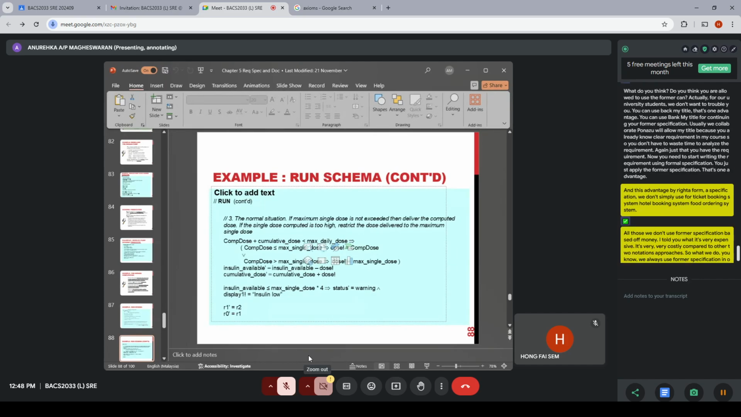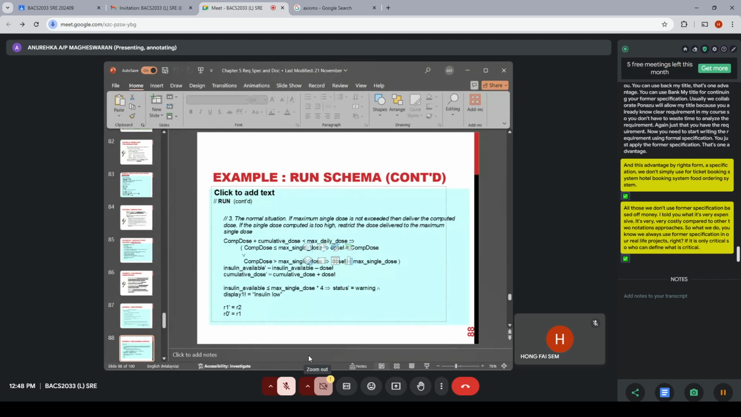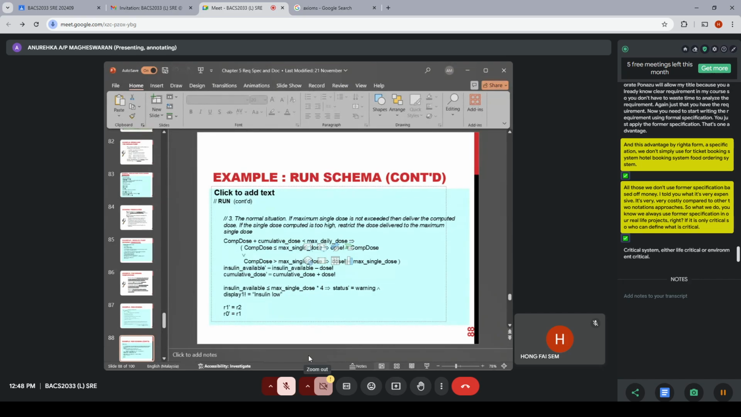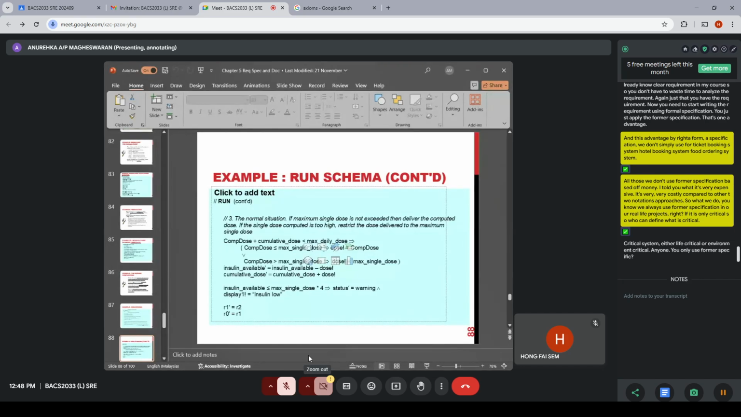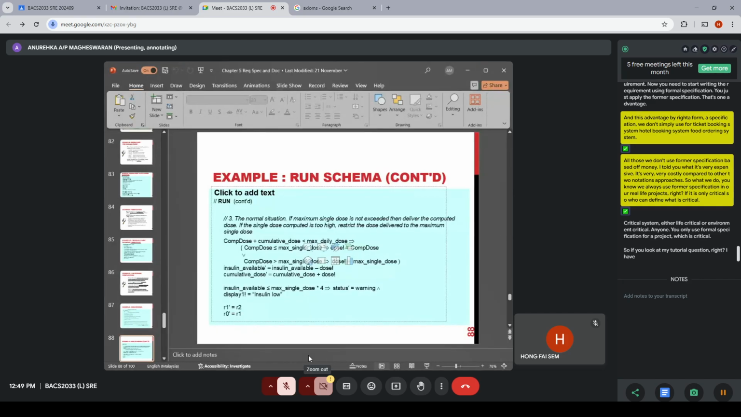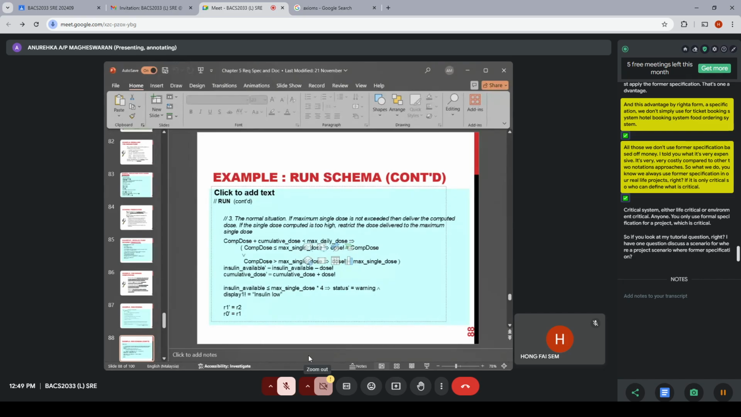If it is only critical. So who can define what is critical? Critical system, either life critical or environment critical. Anyone? You only use formal specification for a project which is critical. So if you look at my tutorial question, I have one question. Discuss a project scenario where formal specification can be applied.